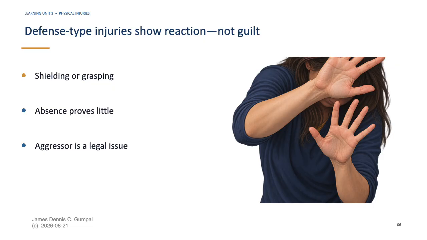Defense type wounds describe a possible reaction. They do not, by themselves, identify the unlawful aggressor or establish self defense. The medical label and the legal conclusion remain separate. The illustration is intentionally non graphic because the concept is protective positioning, not spectacle.